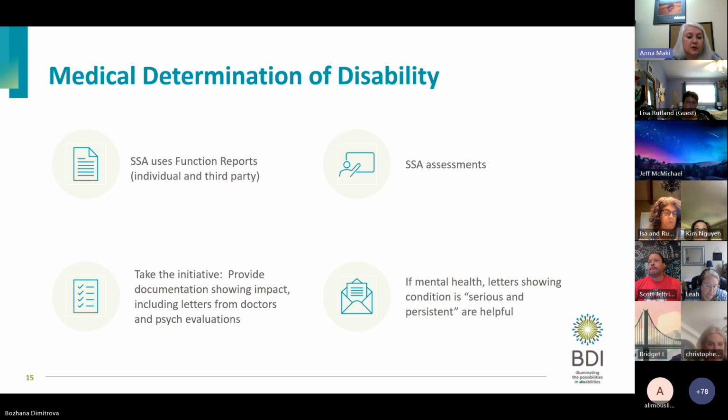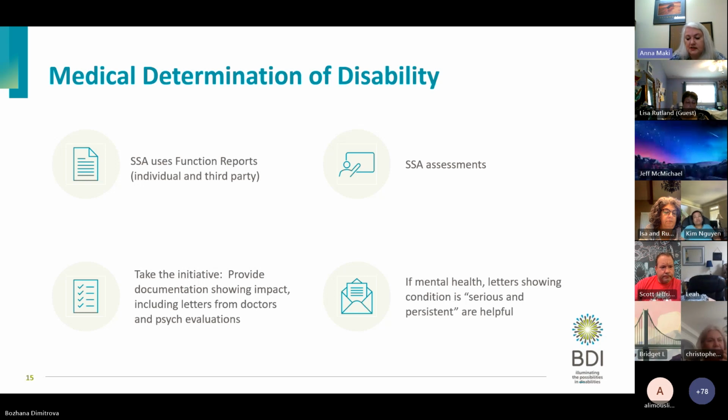So again, how do they go through this process of making that determination? So primarily what they're looking at is what they have in front of them. The adjudicator is never going to call you to say, hey, let's have a conversation and get more information. They're simply going to look at the application that's presented. And again, where people go sideways is because they're not taking the initiative to provide their own documentation, right?